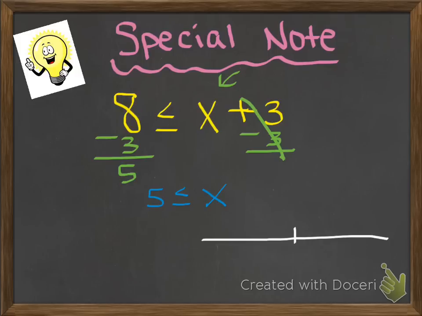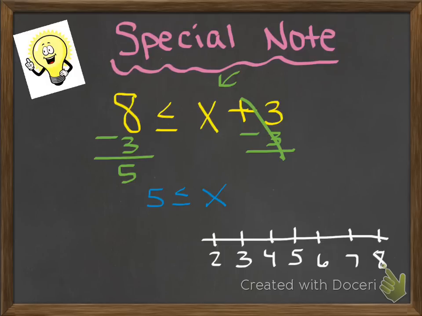So the first thing I'm going to do, I do know that I'm going to have 5 here, 4, 3, 2, and then 6, 7, 8. So when I create my number line, I always just have those. So before I plot my number line, though, I need to think about something.